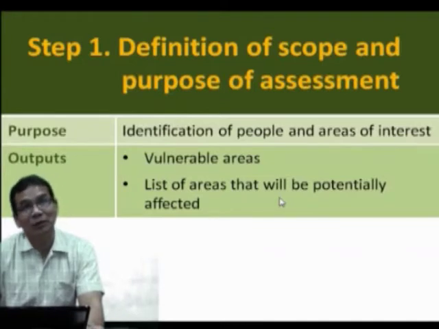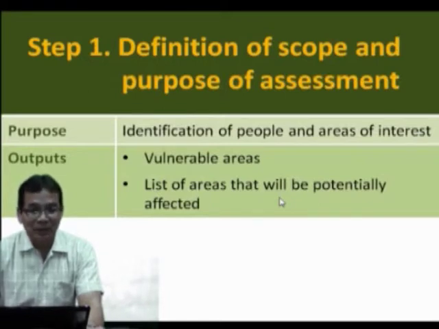The main goal of this step is to identify people and areas of interest. In other words, we are not yet saying that these are the people or areas that are vulnerable to climate change, but these are simply the people who are of interest. They may or may not be vulnerable to climate change. The main outputs of this step are a list of likely vulnerable areas, and a list of areas that will be potentially affected.